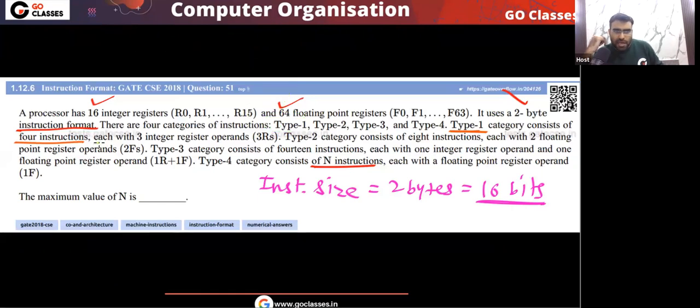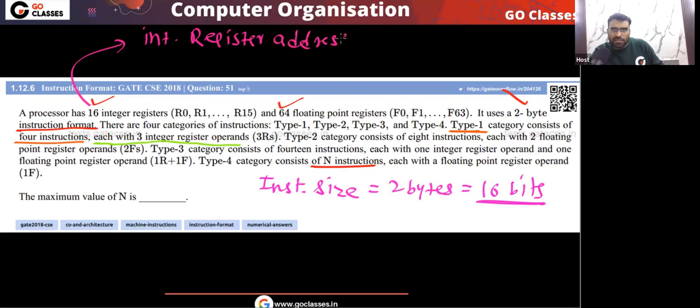You can easily see every type 1 instruction has 3 integer operands. Yes or no? Remember, you have 16 integer registers. So how many address bits for an integer register? That will be 4 bits. And what about floating point register address bits? Those will be 6 bits.